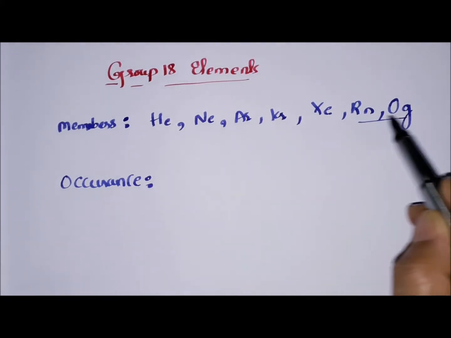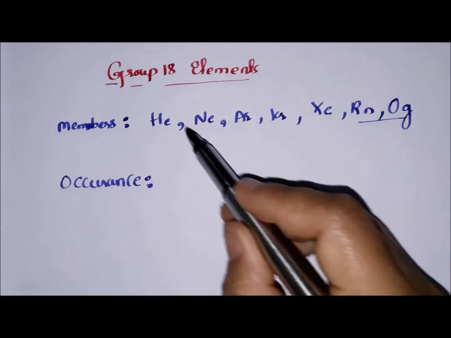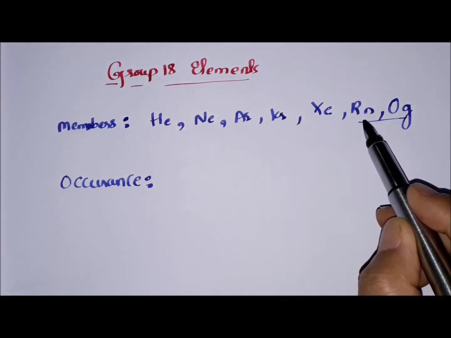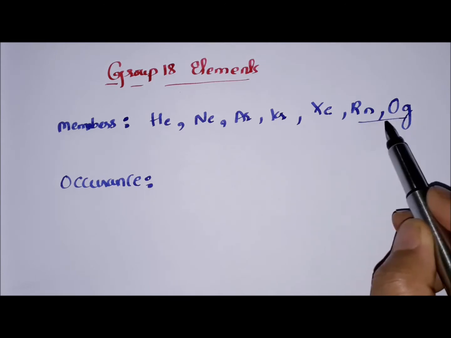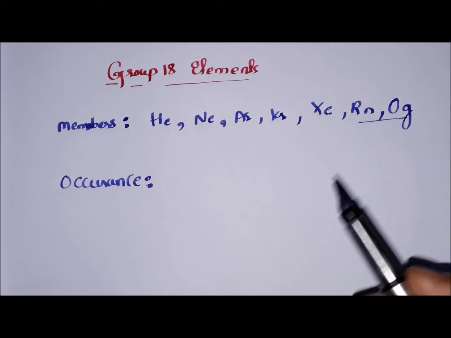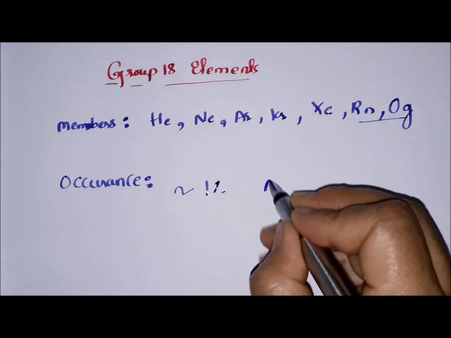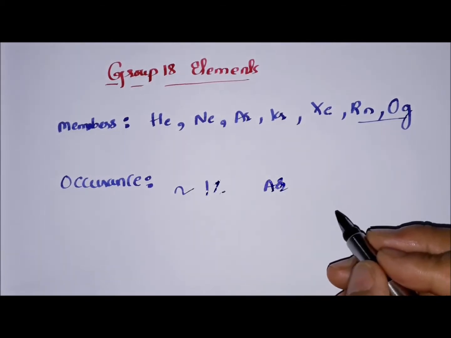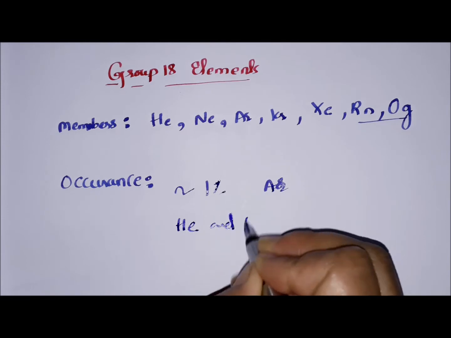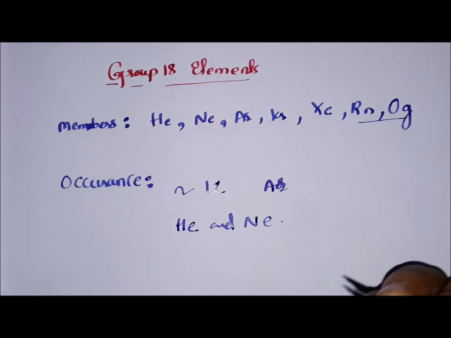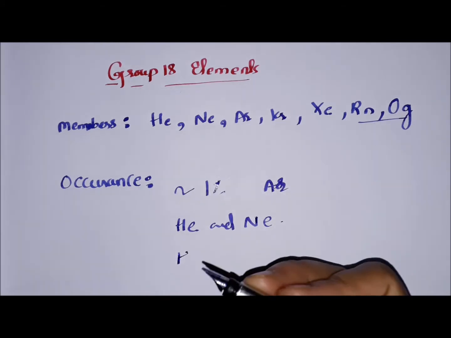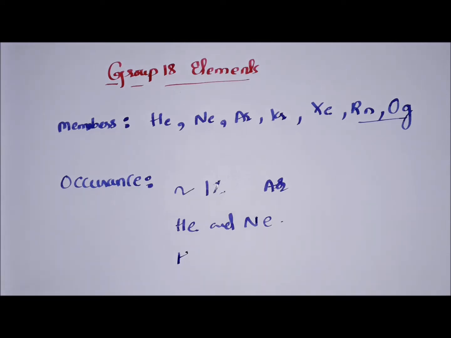Occurrence among these elements: all elements exist in the atmosphere except radon and oganesson, because these two are radioactive elements. Their abundance in dry air is about 1% by volume, where argon is the main constituent. Helium and sometimes neon are found in minerals of radioactive origin like pitchblende, monazite, cleveite, etc. The main commercial source of helium is natural gas.